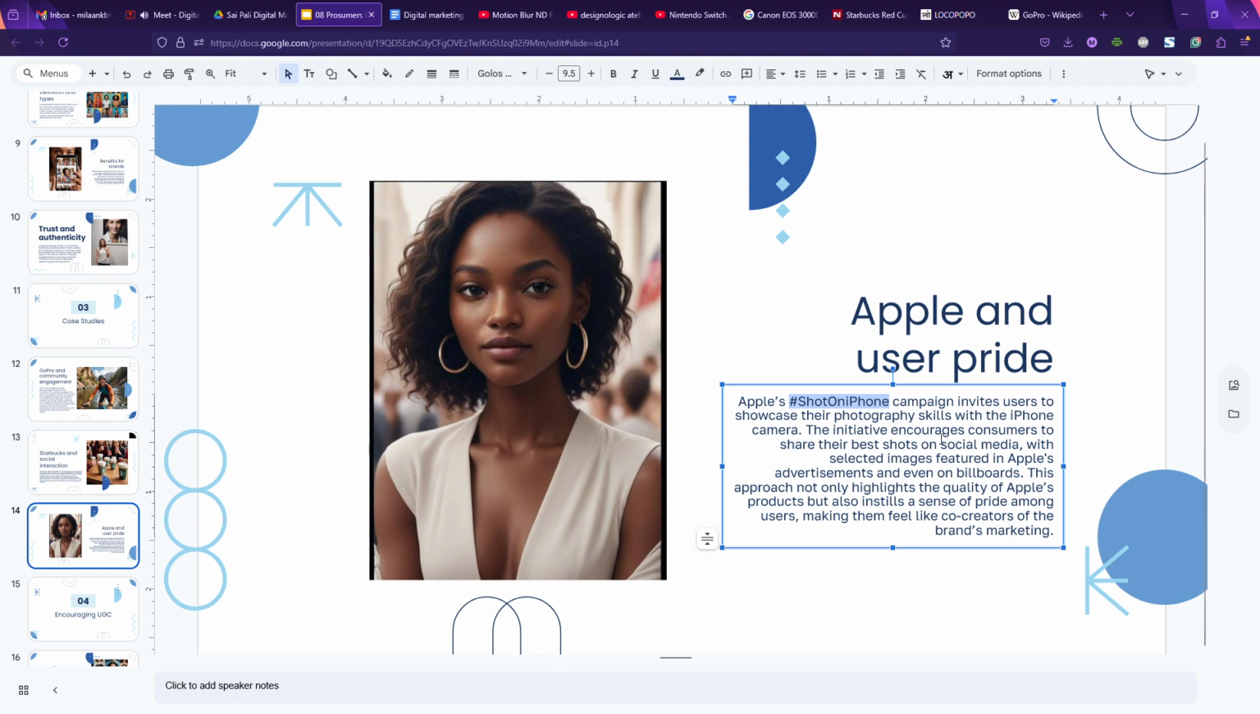But like the name suggests, it's a campaign which invites users to showcase their photography skills with the iPhone camera. The initiative encourages consumers to share their best shots on social media, with selected images featured in Apple's advertisements and even on billboards. So the photo that you click, Apple will also take it and use it in their marketing content, in their advertisements, even on billboards.